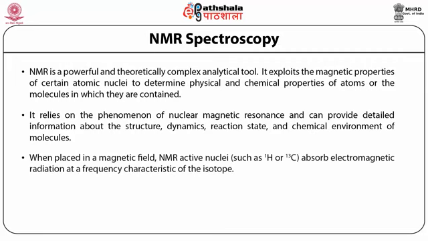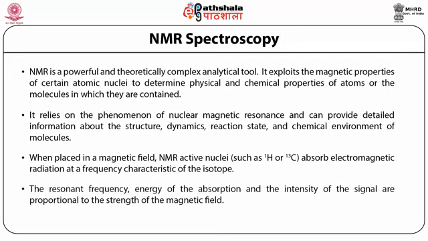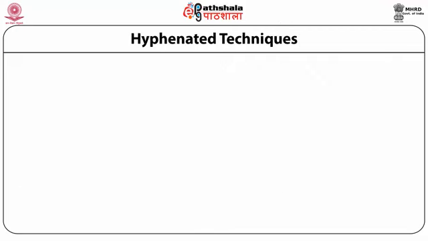When such nuclei are placed in a magnetic field, for example H1 or C13 nuclei, they absorb electromagnetic radiation at a frequency characteristic of that isotope. The resonant frequency, energy of the absorption, and the intensity of the signal are proportional to the strength of the magnetic field. On the basis of the environment of these nuclei, they provide different spectra which provide information about the compound and molecules.